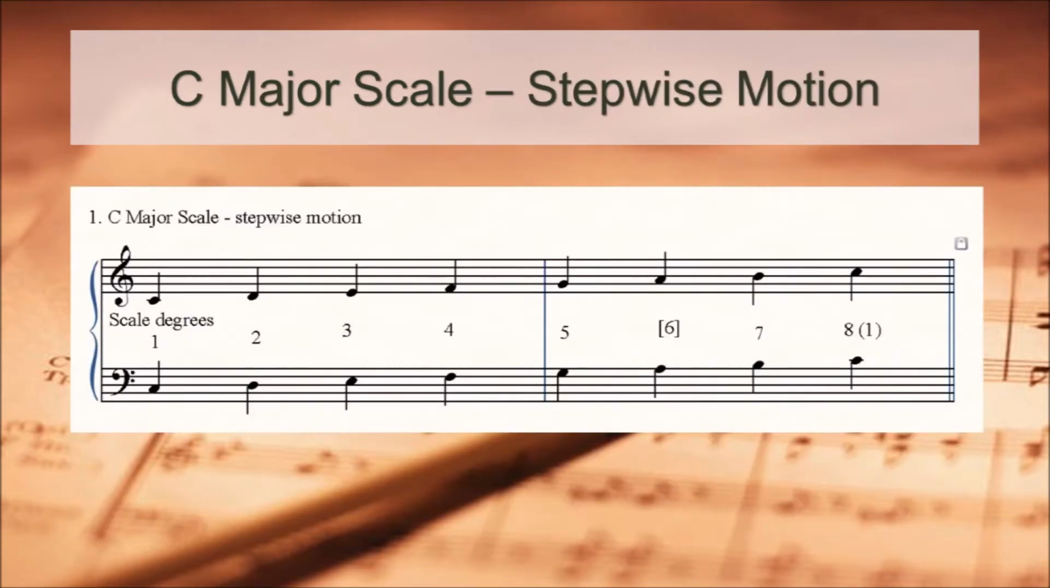Okay, now here's the C major scale in stepwise motion. Now, what is stepwise motion? That just means moving up the scale one note at a time. We're not skipping any notes. We're not jumping around at all. We just take it step by step by step all the way up the scale and all the way down the scale.